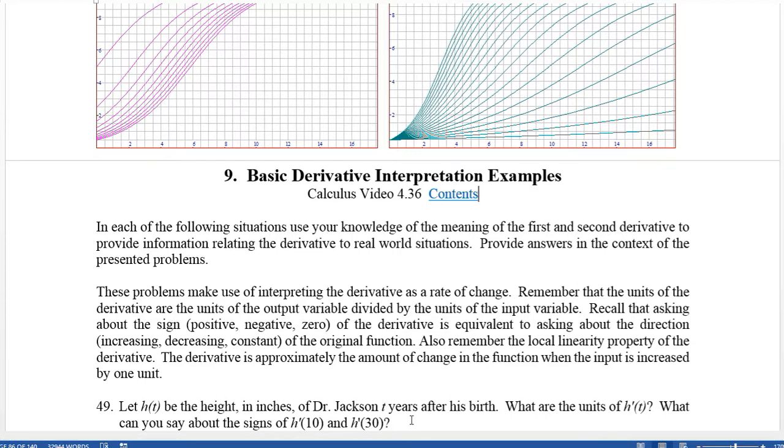Let h of t be the height in inches of Dr. Jackson, of me, t years after my birth. What are the units of h prime of t, and what can you say about the signs of h prime of 10 and h prime of 30? See if you can work that one out and then come back when you have an answer. Press pause now.